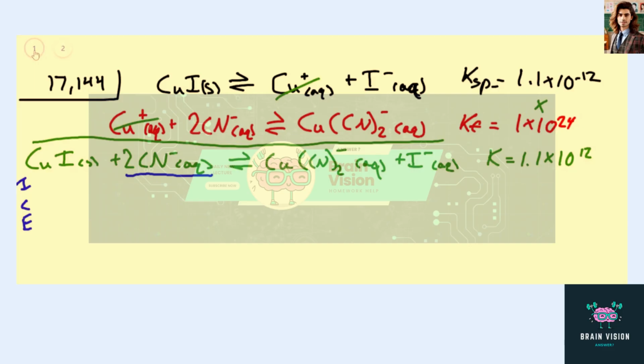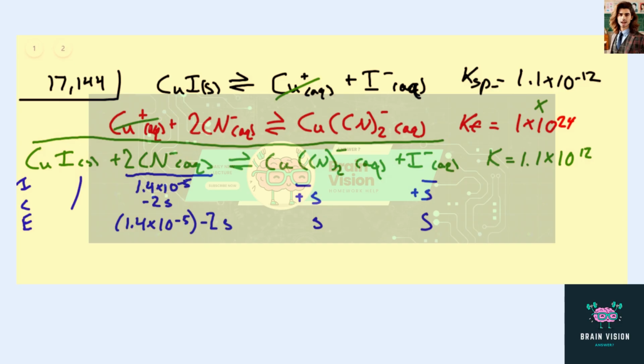So if we go back to our first page here, we can write that our initial concentration of this cyanide is 1.4 times 10 to the minus 5, or the initial number of moles. This is a solid, which we don't need to worry about. And so we need to do minus 2s, plus s, and plus s. So we get 1.4 times 10 to the minus 5 minus 2s, s, and s.